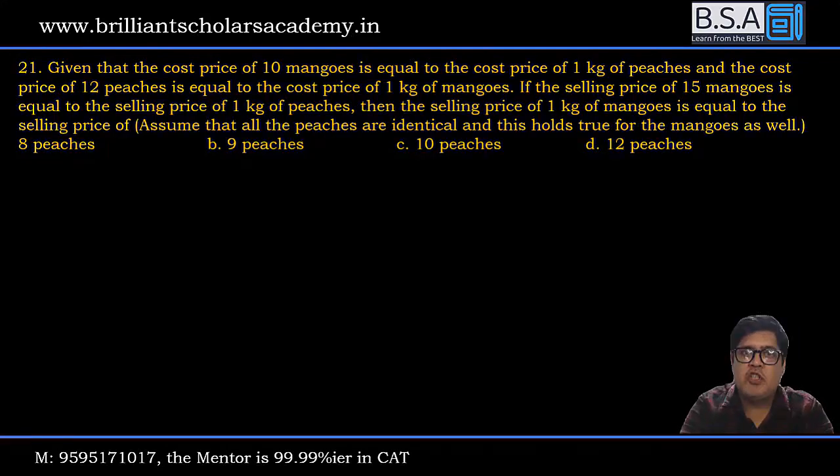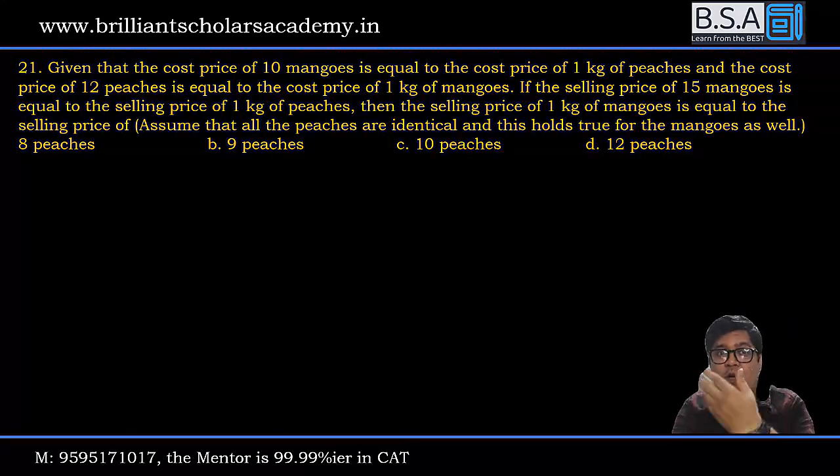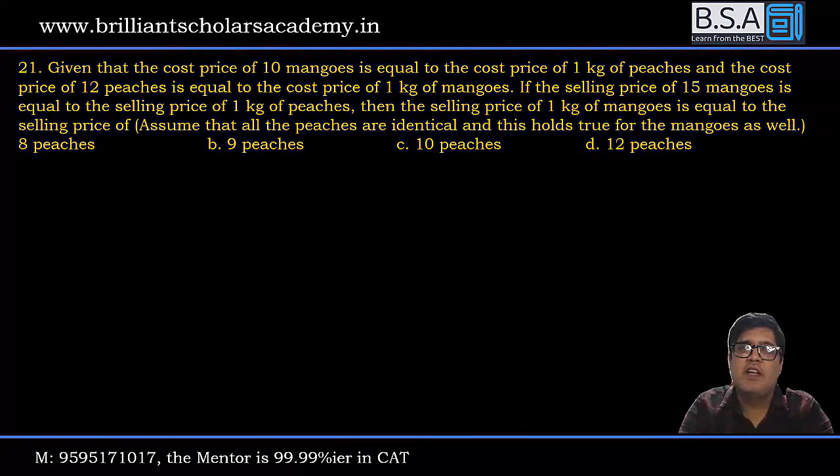Given that cost price of 10 mangoes is equal to cost price of 1 kilogram of peaches. Cost price of 12 peaches is equal to cost price of 1 kilogram of mangoes. The selling price of 15 mangoes is equal to selling price of 1 kilogram of peaches. Selling price of 1 kilogram of mangoes is equal to selling price of how many peaches? 8 peaches, 9 peaches, 10 peaches, 12 peaches. Assume all peaches are identical, and this holds true for mangoes as well.